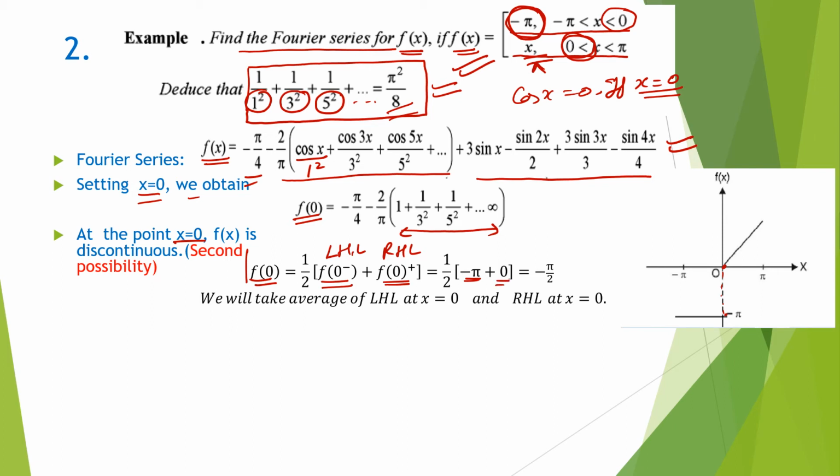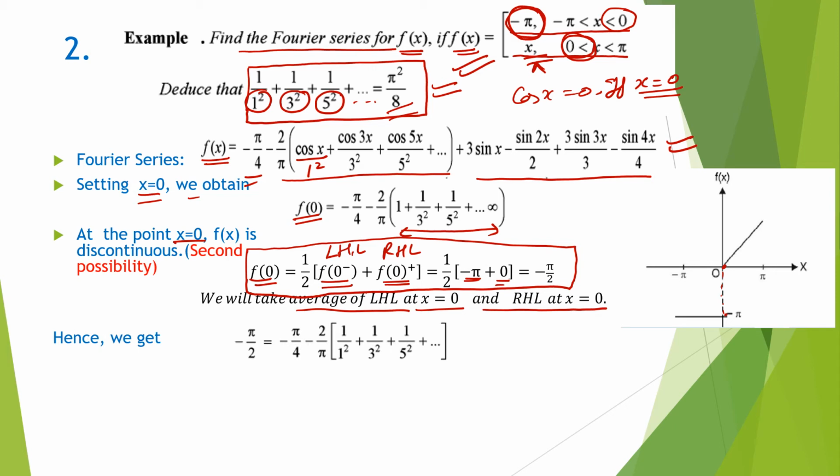So finally f0, when x is 0, the value is minus pi by 2. We have taken the average of the left hand limit at x0 and the right hand limit at x0. Hence we get the value of f(x0) as minus pi by 2, and the value of f0 we obtain as minus pi by 2, and the right hand side is the same from this equation. So now we have to calculate the value only for this term, and we receive pi square by 8.